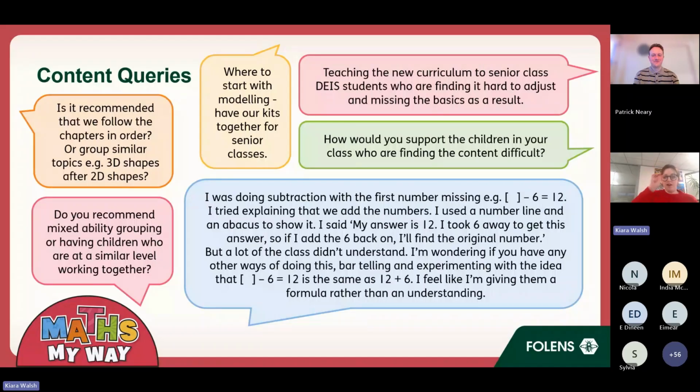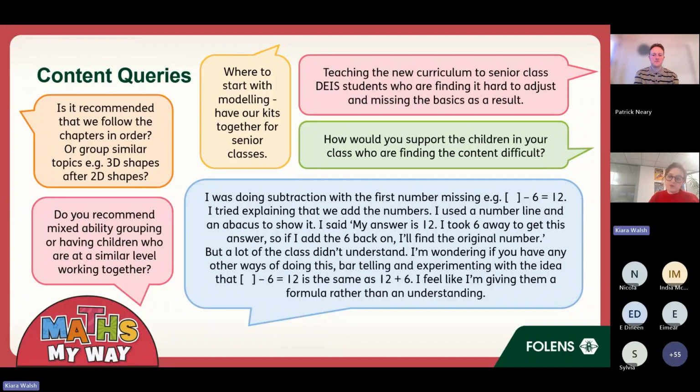So it's, for example, when you've got that box minus 6 equals 12. I tried explaining that we add the numbers. I used a number line and an abacus to show it. I said my answer is 12. I took 6 away to get that answer. So if I add the 6 back on, I'll find the original number. But a lot of the class just didn't get it.